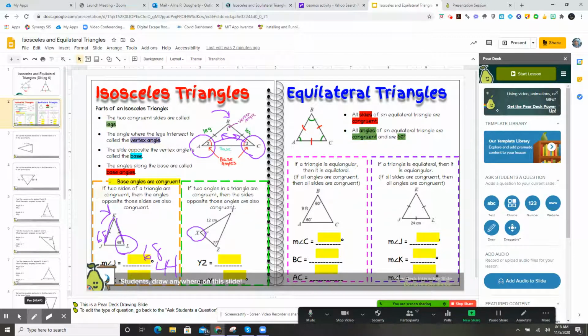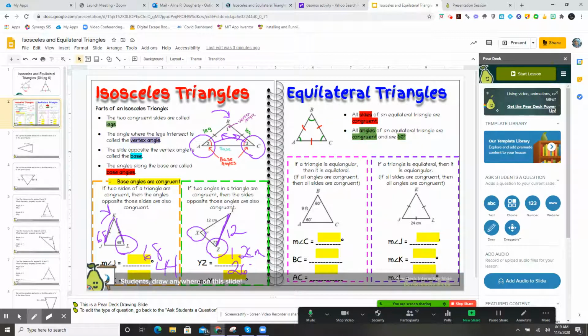If I know that X is 77 and Z is 77, then what leg is also 12? Is the Y and the Z, absolutely. That guy is also 12. And then how do I find that vertex angle, that apex angle? If I know 77 and 77, how do I find that missing one? 77 plus 77, and then 180 minus that answer. And what do I get for angle Y? 26. Say it with confidence. 26. So my side is 12 centimeters and my angle is 26 degrees.